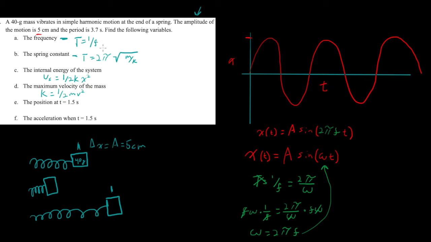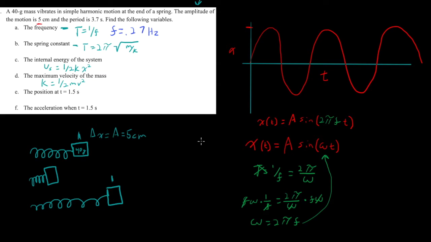My frequency is going to be the reciprocal of my period, which is 3.7. And when I do that, I just take 1 divided by 3.7, and that gives me a frequency of 0.27 hertz. And then my spring constant, I'm going to rewrite that down here.